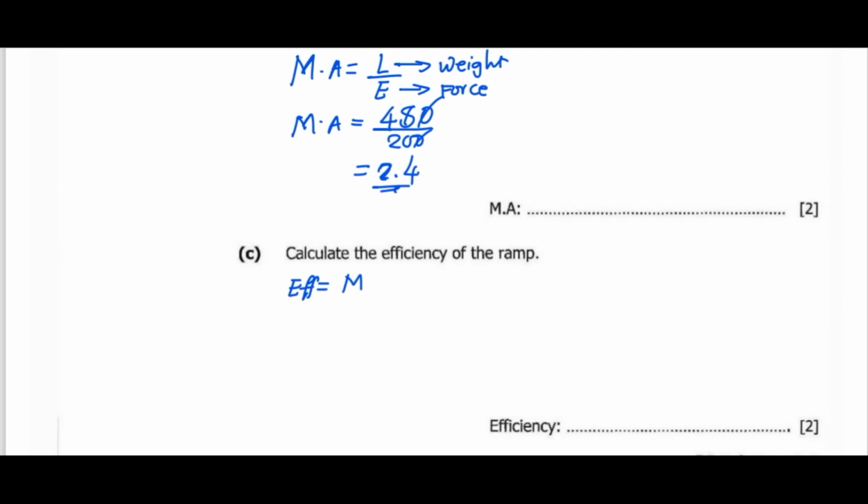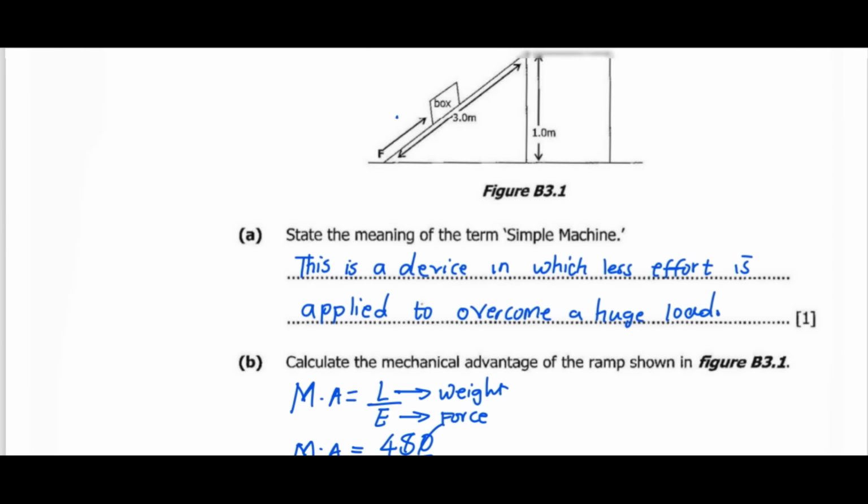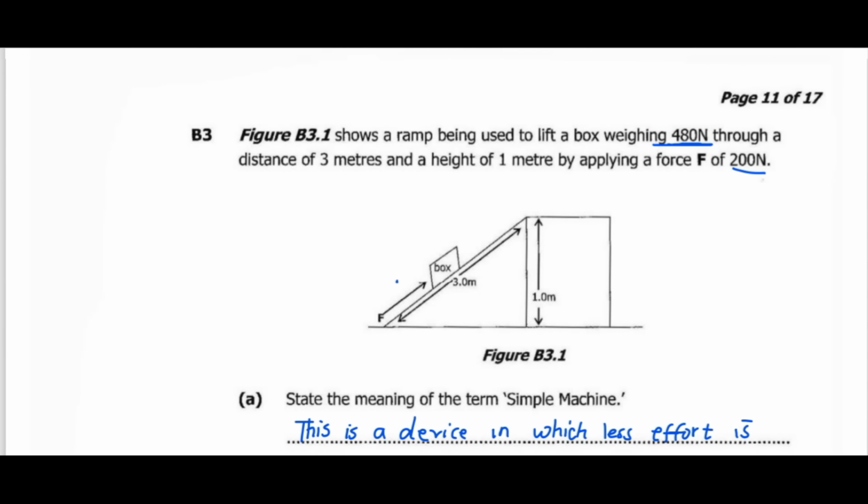So the efficiency is mechanical advantage over velocity ratio, then multiplied by 100%. Mechanical advantage, we have it is 2.4 over. Now here we can see that we still have some work to do. We need to find the velocity ratio. Now how do we find the velocity ratio for an inclined plane like this? It's different from the pulley system where we just count the ropes.